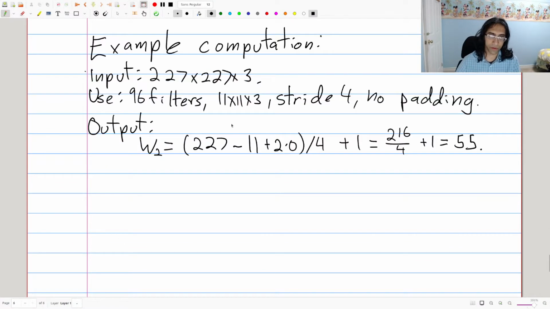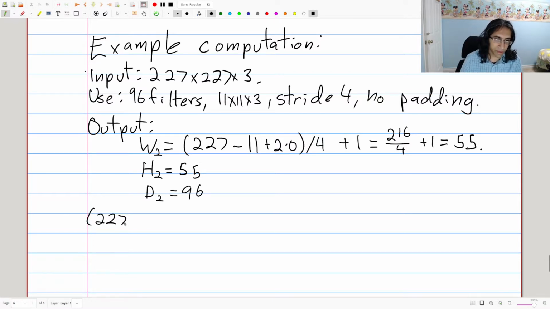So we start with a 227 by 227 by 3 input, and we now have 55 width. If you do the same calculation, it's the exact same thing for the height. This is equal to 55. And the number of filters was 96, so we have that D2 equals 96. So you can see we went from 227 by 227 by 3 to 55 by 55 by 96.